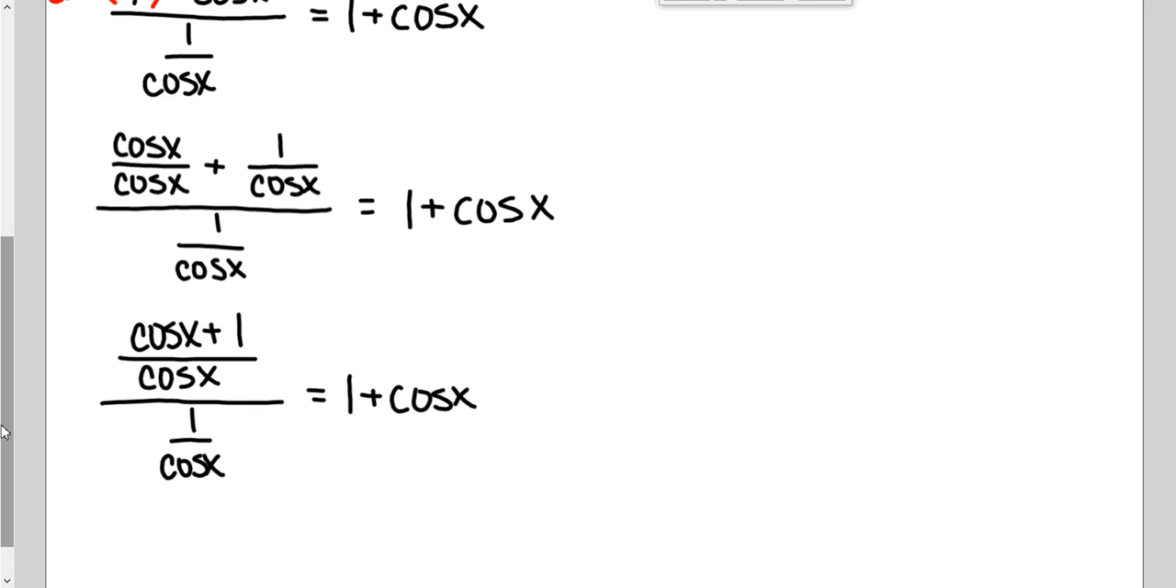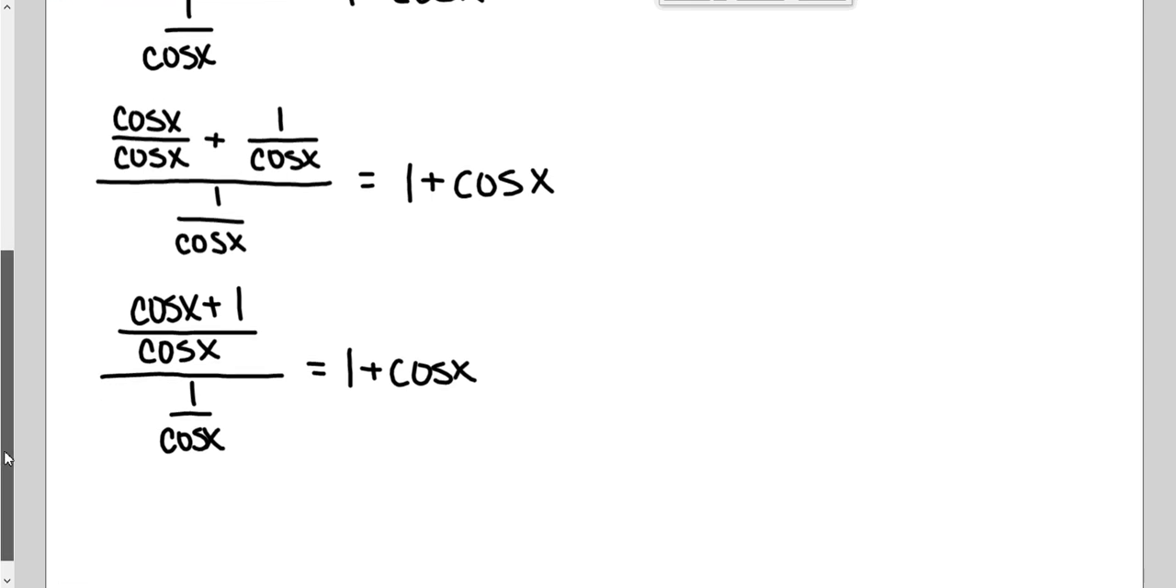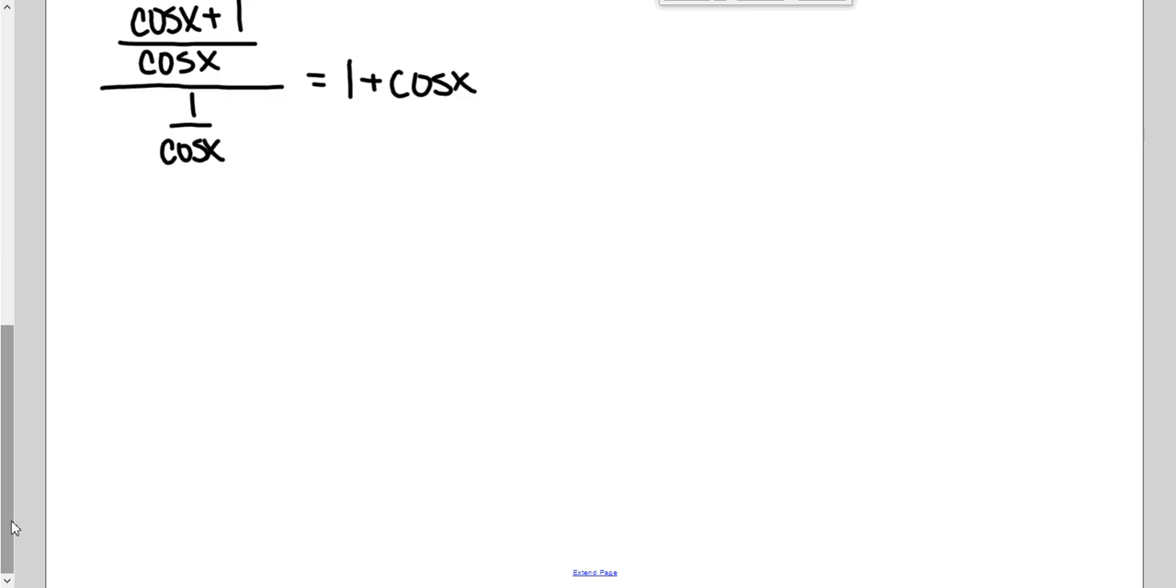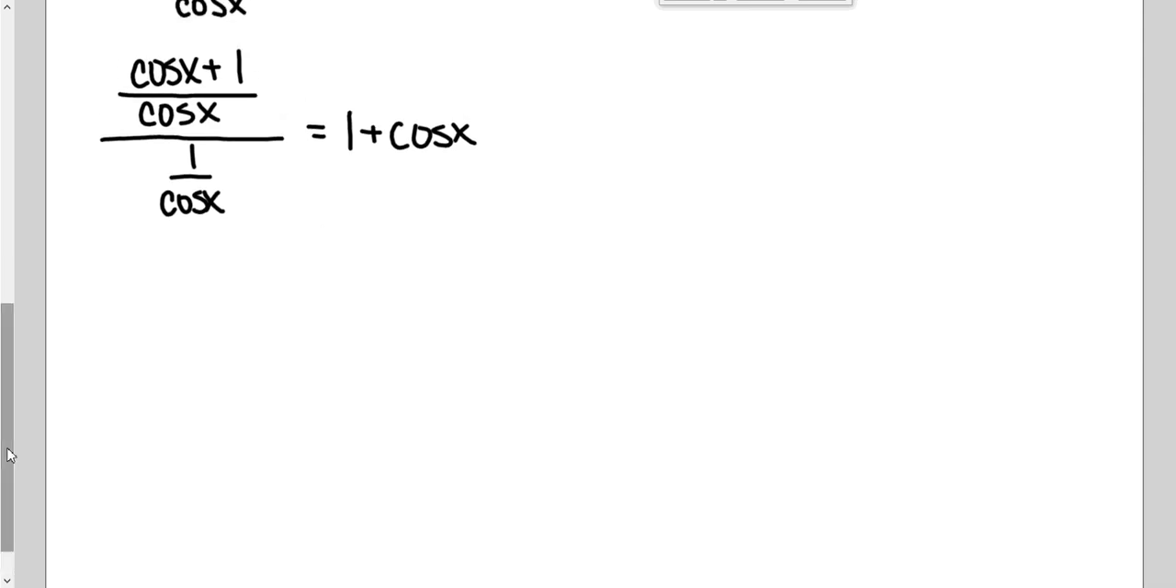So those 2 fractions can now be morphed into 1 over a single denominator. Now that I have a fraction divided by a fraction, and there's not a bunch of crazy stuff up top, I can keep, change, flip. Remember, we're keep, change, flipping because we are dividing a fraction by a fraction. So keep, change, flip.